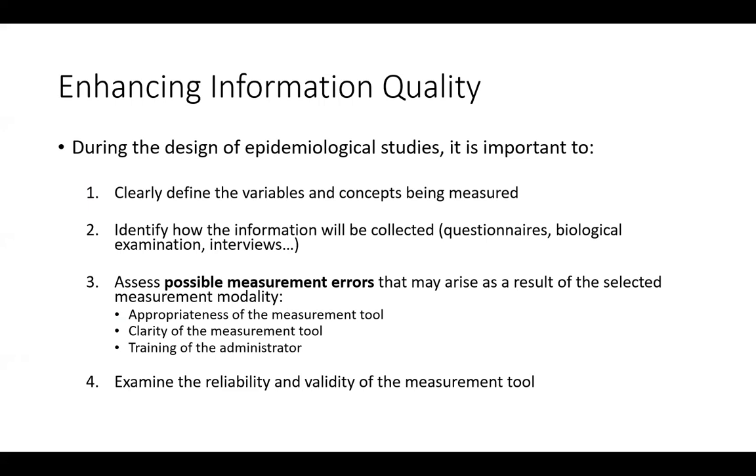When you define your variable clearly, you enhance information quality, because then you will start thinking about how you will collect the information. What's the best source of my information? Do I need a scale? Can I find the information already in a data set or in a health record? Do I need to have a biological examination? So what's the source of my information?